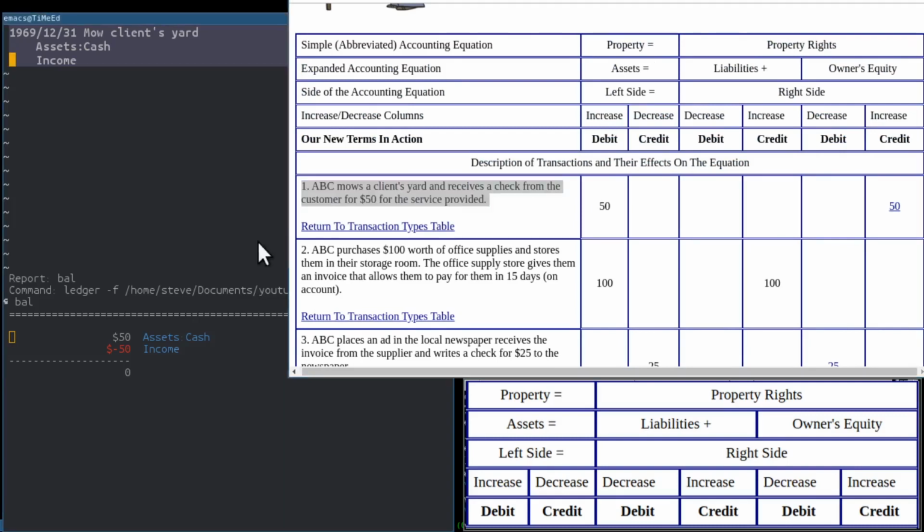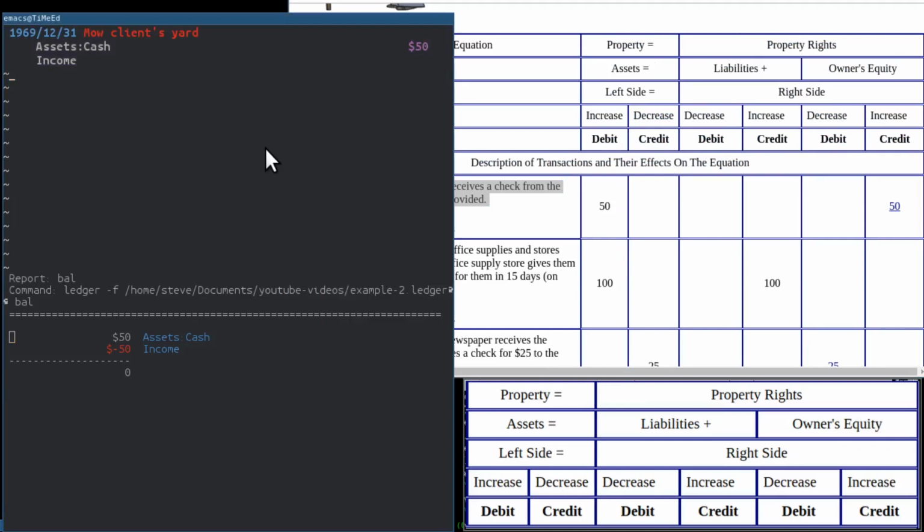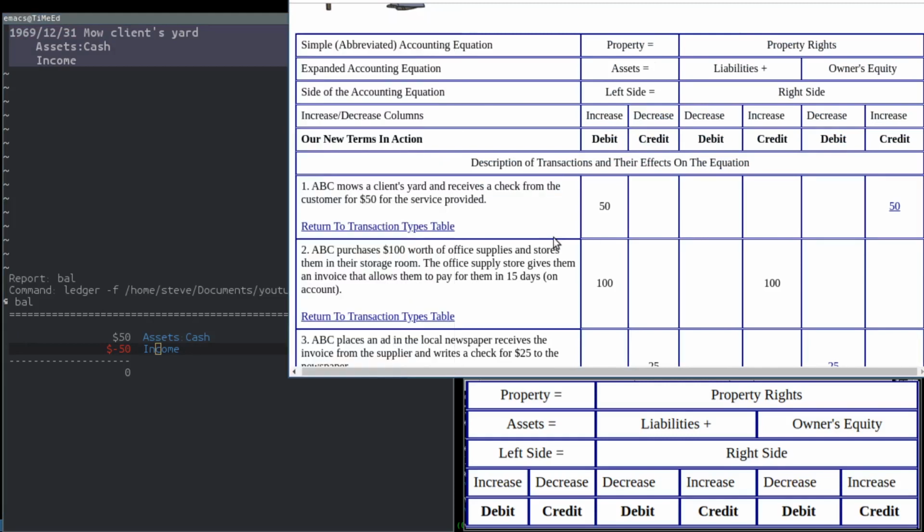Okay, mow the yard. $50, of course it increases cash. Income must go down, so we see more income means more negative. Ledger knows that if I say positive $50 in cash, the remaining account must be negative, so I can omit the negative $50.